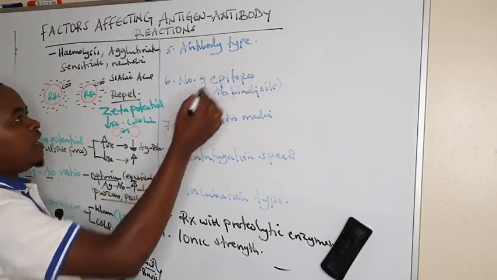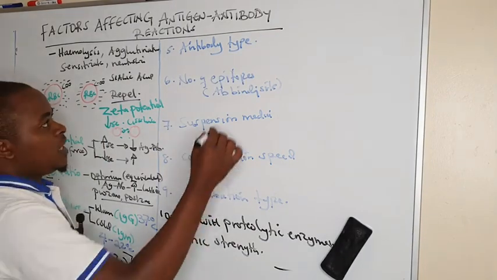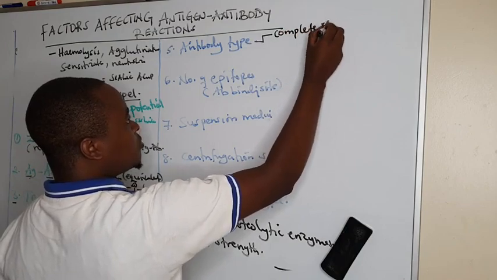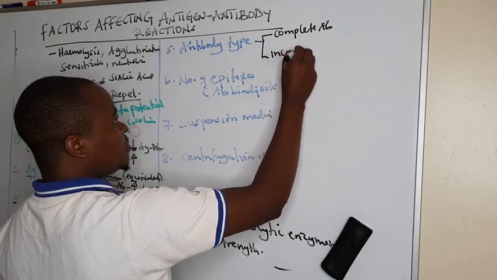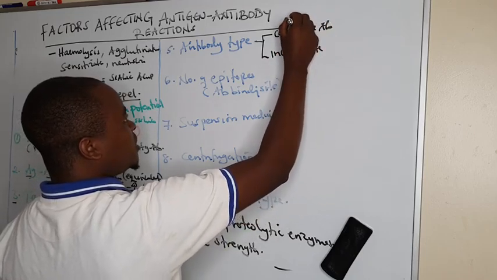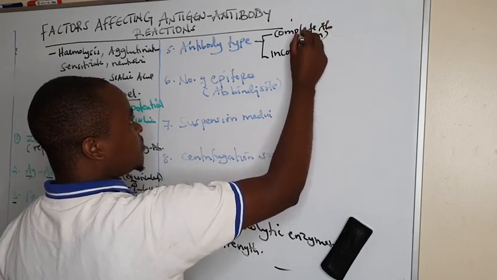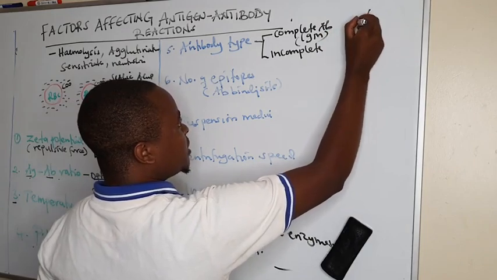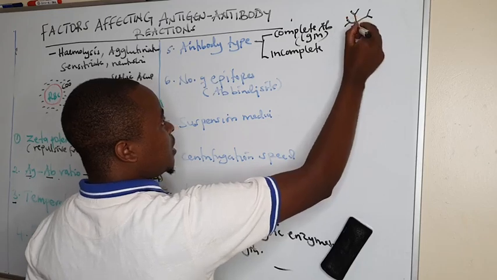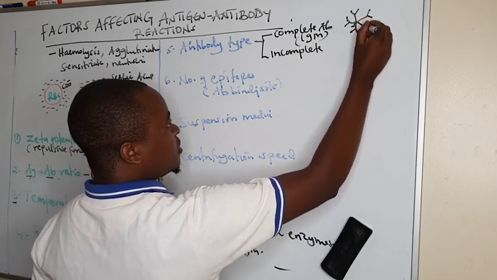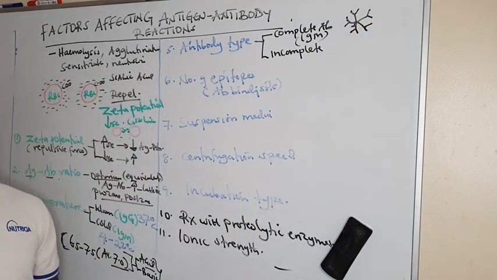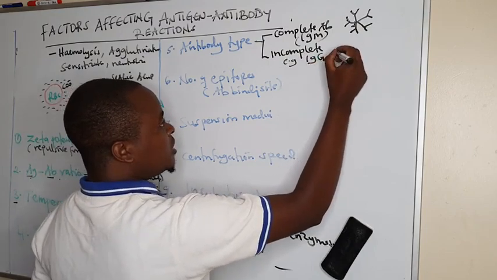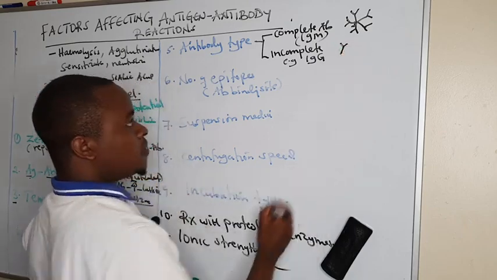Then what about antibody type? There are types of antibodies. Some are regarded as complete antibodies, and others are incomplete. For the complete antibodies, an example is IgM. And this IgM is large in size. It is pentameric. It has 10 paratopes or 10 binding sites. Compared to the incomplete, for example, the peculiar one is IgG. For it, it is monomeric.